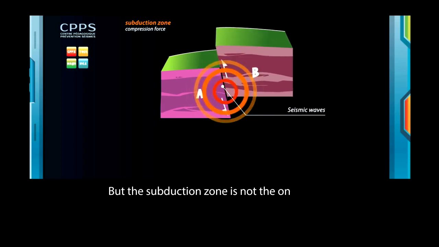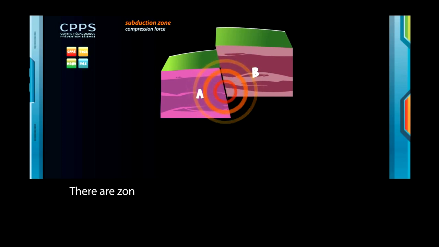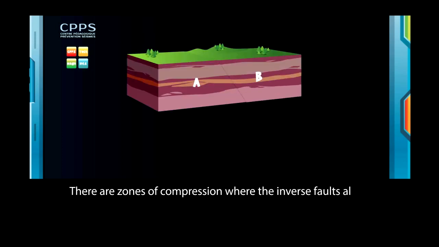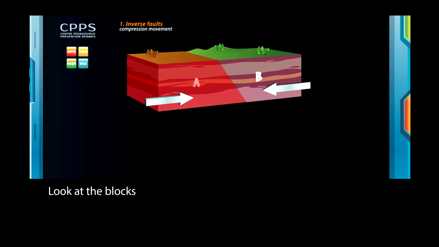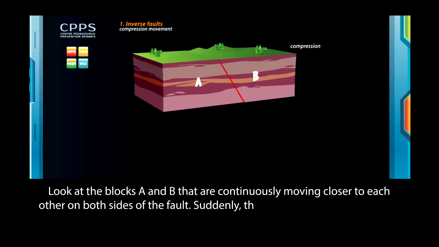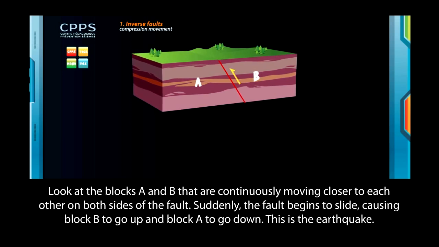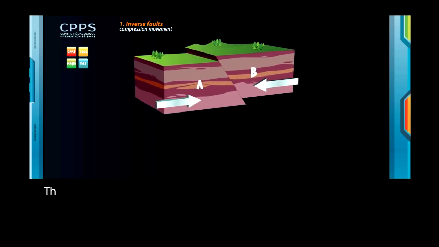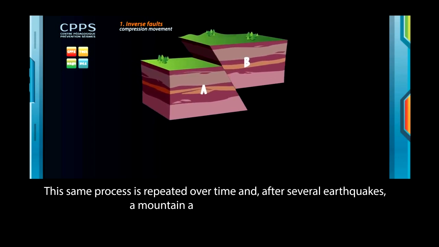But the subduction zone is not the only place where the plates move relative to one another. There are zones of compression, where the inverse faults allow the plates to converge with each other. For instance, the formation of the Alps. Look at the blocks A and B that are continuously moving closer to each other on both sides of the fault. Suddenly, the fault begins to slide, causing block B to go up and block A to go down. This is the earthquake.